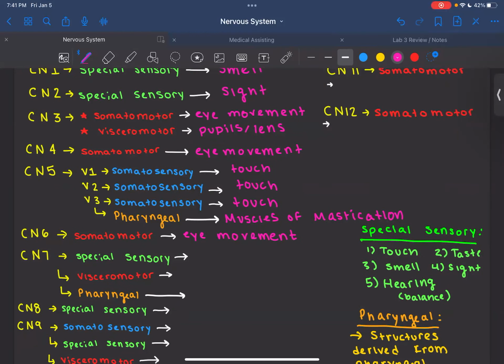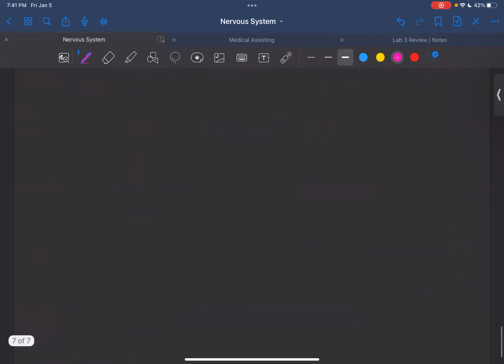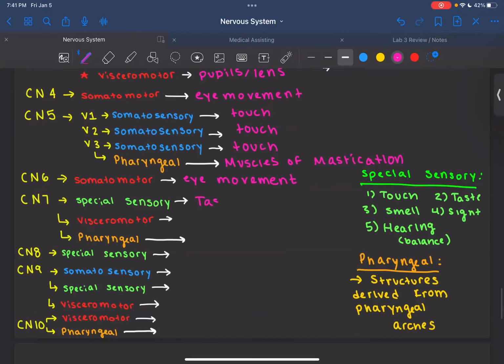Cranial nerve 7, which is the facial nerve, we're going to have special sensory, which is responsible for taste. Sorry about that. My iPad is really sensitive sometimes. We have visceromotor, which is going to be the facial glands, and that makes sense. Viscera motor, meaning viscera, which is involuntary movement. We can't tell our facial glands to activate, so that makes sense. And then we have pharyngeal innervation here, which is for the facial expression muscles, which also come from pharyngeal arches.